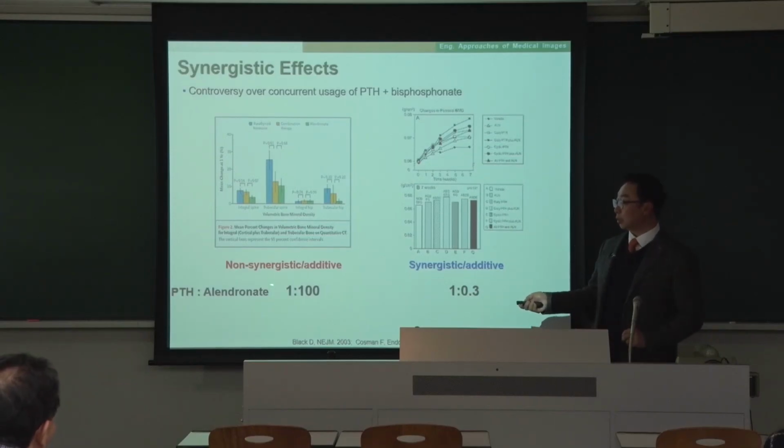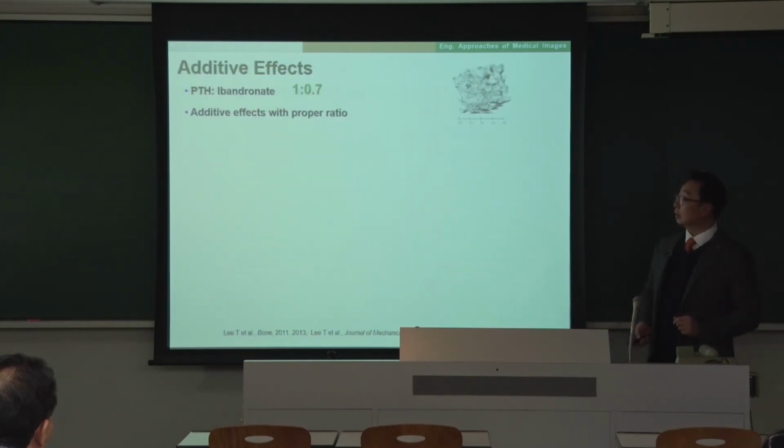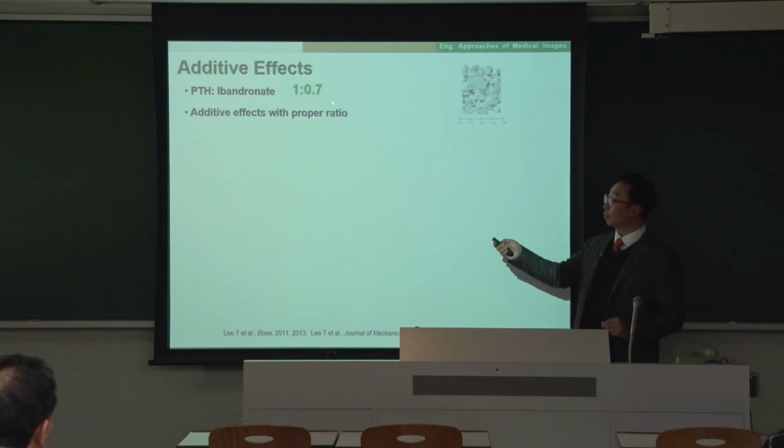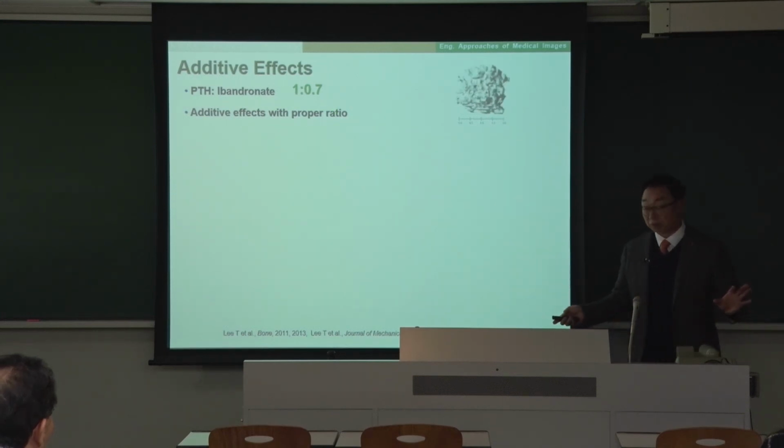PTH and bisphosphonate, the ratio was 1 to 100. Phyllis Kosman, 1 to 0.3. So it was a huge difference. So we were thinking that probably it was the ratio of taking it. I don't know the pharmaceutical or biological effect of it, but we are engineers, starting from very simple things. Maybe the ratio. Then somehow we chose, let me be honest with you, 1 to 0.7, okay? Because it's a rat, of course, we tried several trial and error.